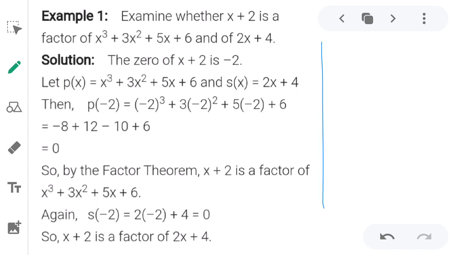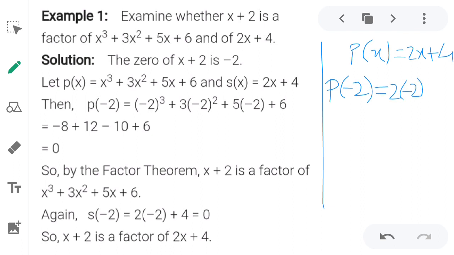So the given polynomial is p of x equal to 2x plus 4. This is the polynomial given. Now we have to replace x with minus 2: p of minus 2 equal to 2 into minus 2 plus 4. 2 into minus 2 is minus 4, plus 4. These two get cancelled. The answer is 0.